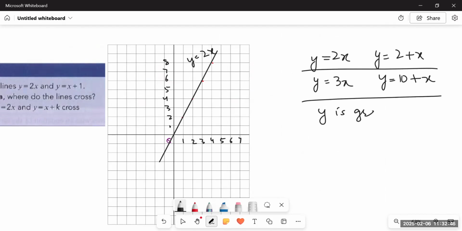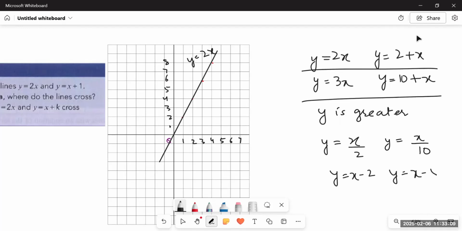Just write it down somewhere. Why? Because when we multiply or add something to the value of x, then we get the value of y. But if the situation is reversed, like y is equals to x upon 2 or y is equals to x upon 10 or y is equals to x minus 2 or y is equals to x minus 5, in all these situations, x would be greater, y is smaller. Why? Because when we divide the value of x by something, we get the value of y.